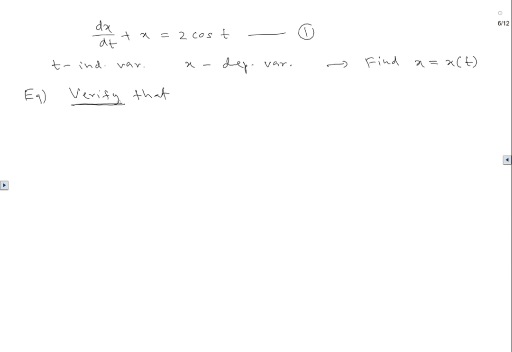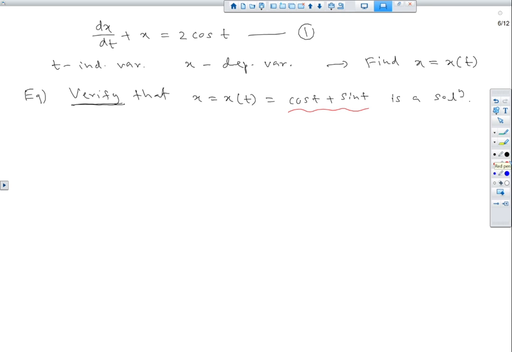Here I'm going to give you some expression of t, and I ask you to check whether that's the case. So verify that x equal x(t) equal cosine t plus sine t is a solution. I give you an expression and you want to check whether that's the case. How do you do that? You take the derivative and plug in. So that's kind of clear what we need to do. Let's take the derivatives and plug in.